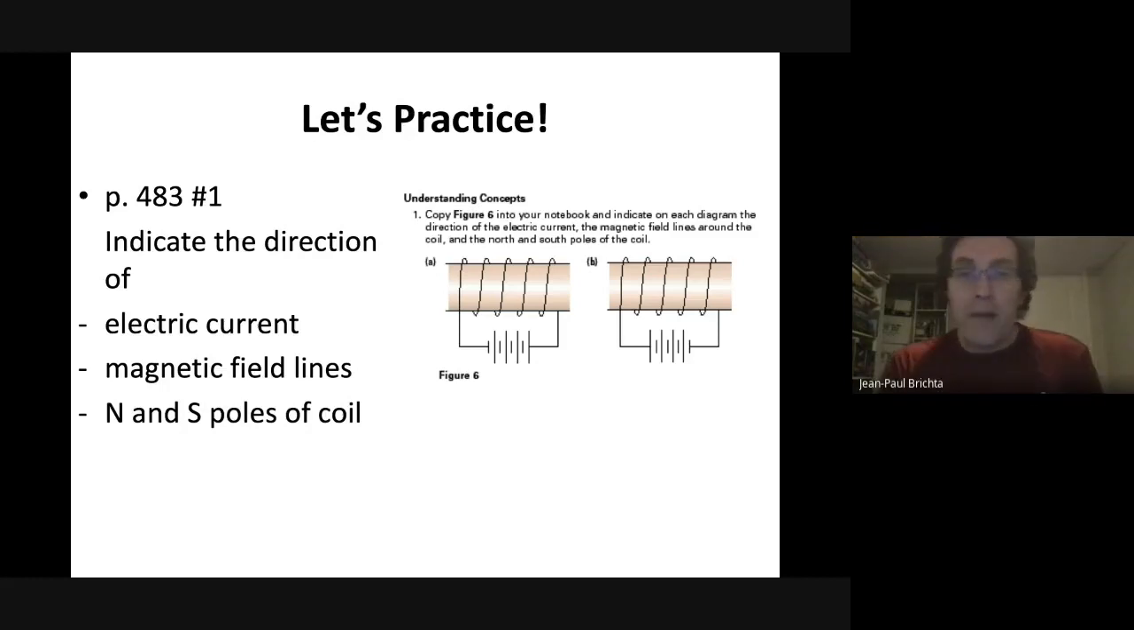Okay, so let's look at A. Take a moment, decide for yourself. First of all, which way is the electric current going? Based on the way the battery is drawn, you should feel confident drawing, or at least knowing, which way the current is going in that picture. All right?